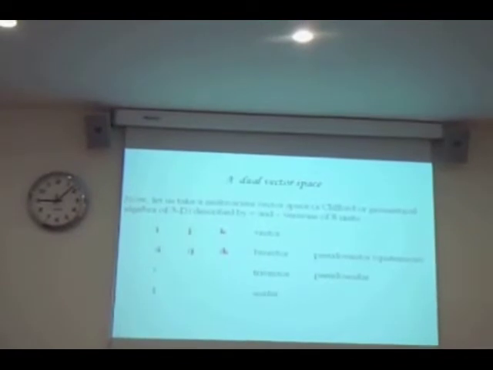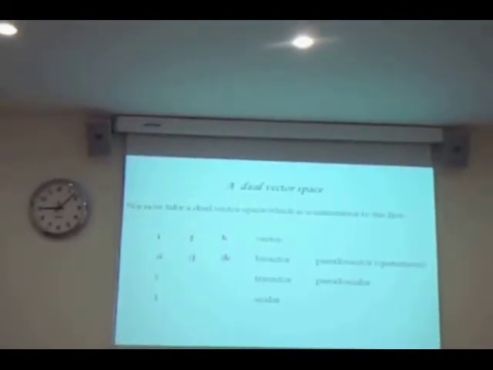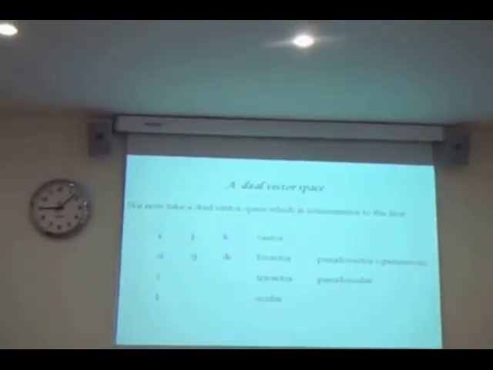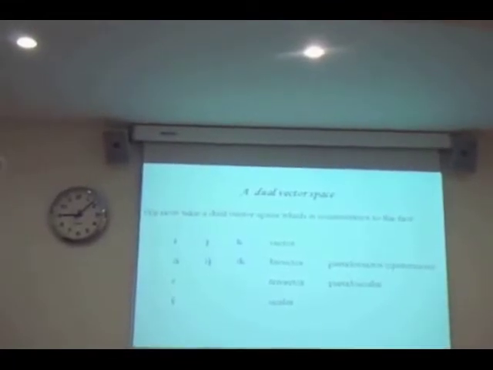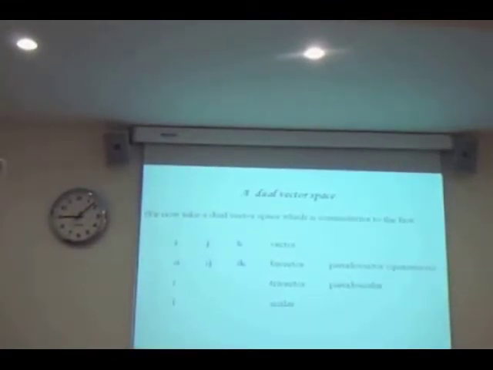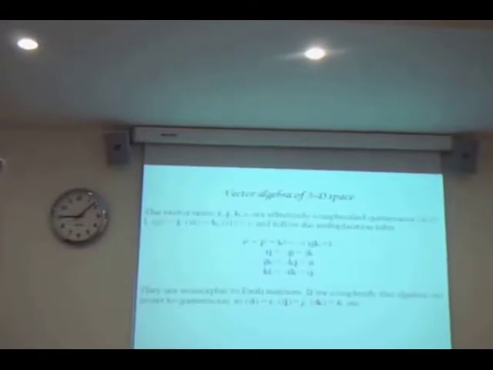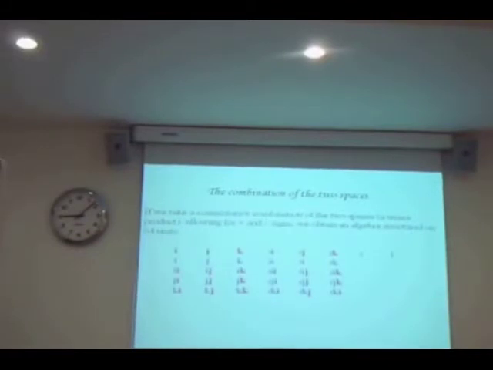Now imagine another algebra exactly the same. This time I'm going to use blue instead of red. So this is a dual vector space, exactly the same structure. Now we put them together.